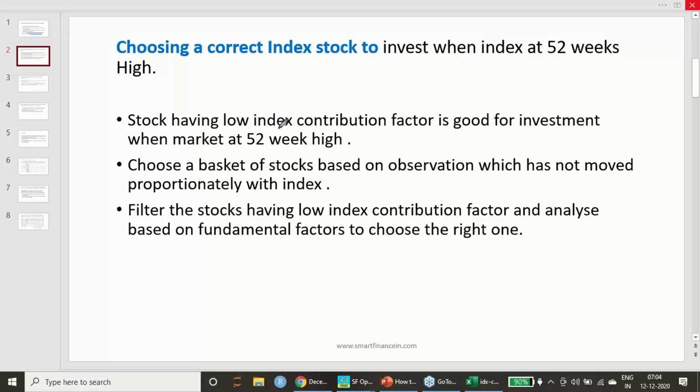Whatever I'm telling you is the simplest way: stocks having a low index contribution factor. A stock which has a low index contribution factor is good for investment when the market is at a 52-week high. We will discuss this in detail. Choose a basket of stocks, based on observation, which has not moved proportionately with the index. So this is your job.